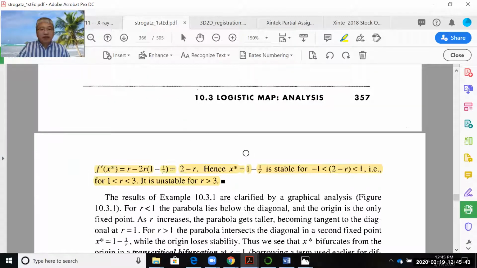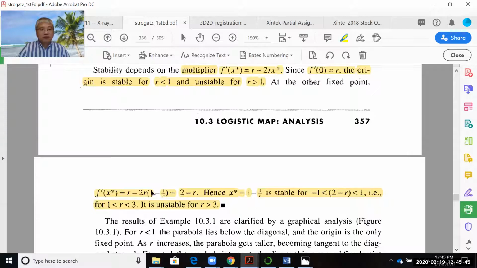Now, for the other fixed point, the one at 1 minus 1 over r, if we evaluate f prime of x star, it gives you 2 minus r. So this fixed point will be stable if r is greater than 1 and r is less than 3. Because when r is greater than 3, the magnitude of this becomes greater than 1, and then it becomes unstable. So that's analytically where the period doubling happens, at r equal to 3.